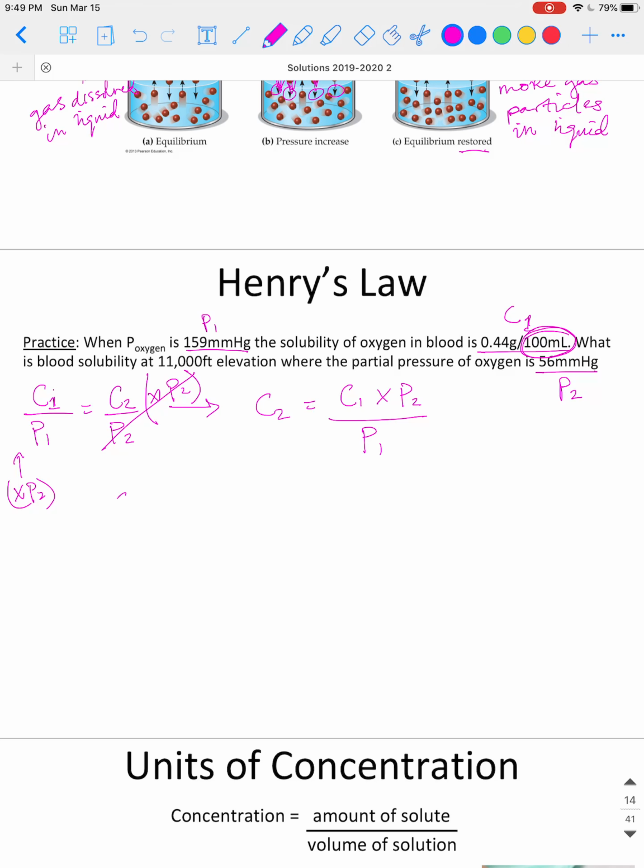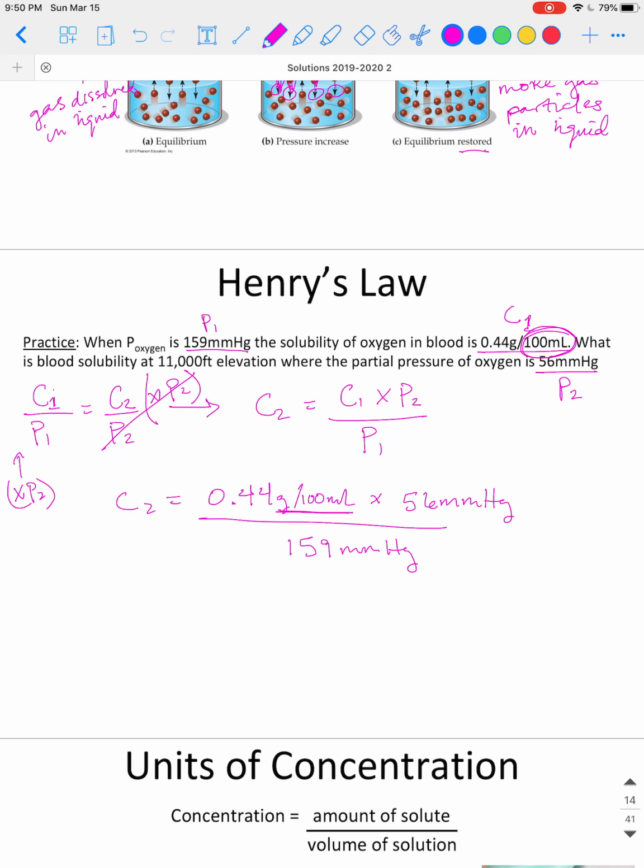But let's just plug everything in. C2 equals 0.44 grams per 100 ml. Normally I don't encourage writing your units like this, but because we're leaving this all as units, even the number, I'll write it like this. So that's C1 times P2, which is 56 millimeters mercury. And then we're going to divide by P1, which was 159 millimeters mercury.